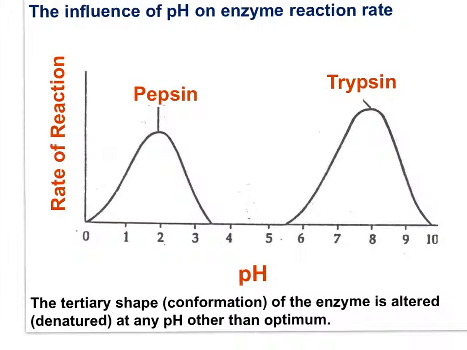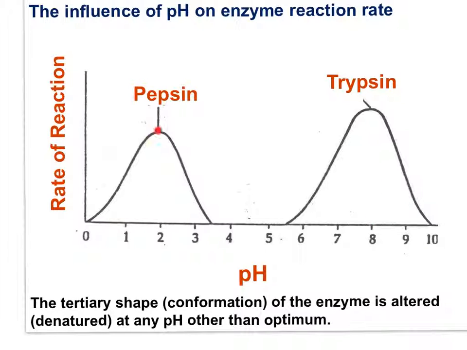pH influences enzyme activity. Here are reaction rate curves for two enzymes, pepsin and trypsin, that function optimally at two very different pH levels.